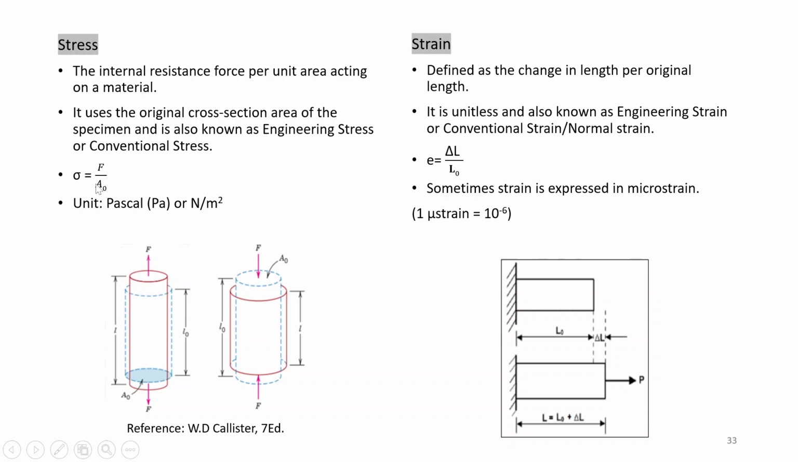If it is the instantaneous area, then it will be true stress. The unit of stress will be Pascal or Newton per meter square. Here in this cylindrical rod we can see its initial area was A naught, then the final area became lesser than A naught. The length increased to L, initially it was L naught. So using these factors you can calculate stress.